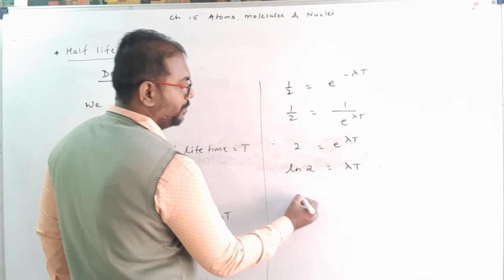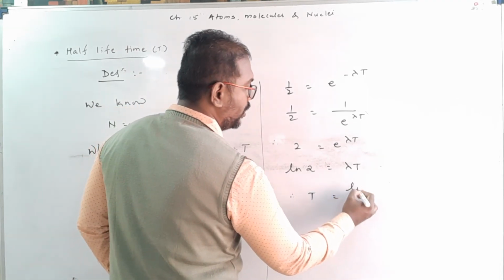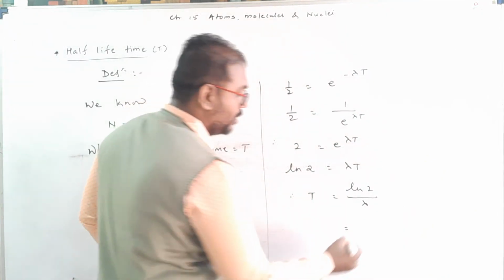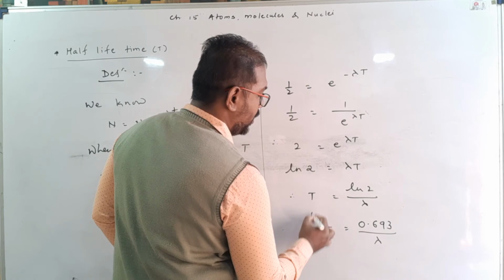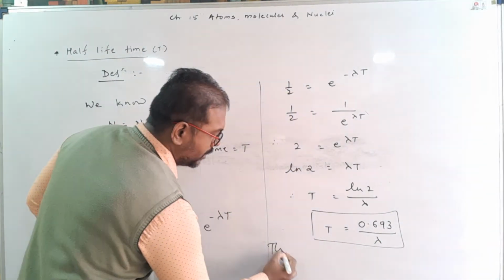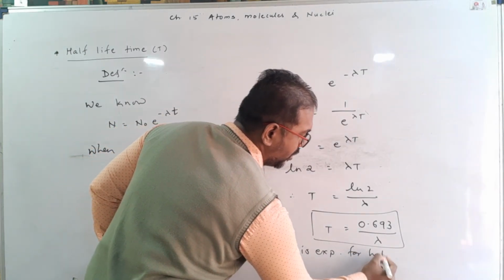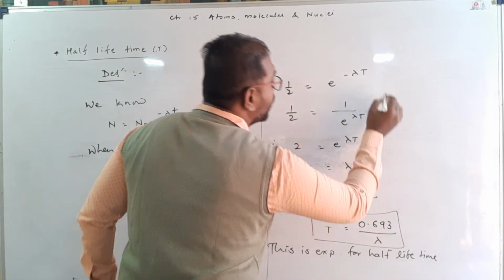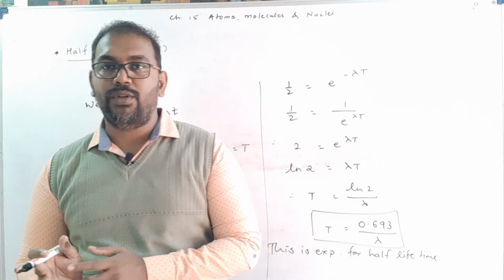So I have to write the formula for T. Hence T is equal to log 2 divided by lambda, with lambda taken to the other side. Here log 2 is 0.693, divided by lambda. This is the expression for half-life time. It means that in half-life time the substance decreases to half the original amount.